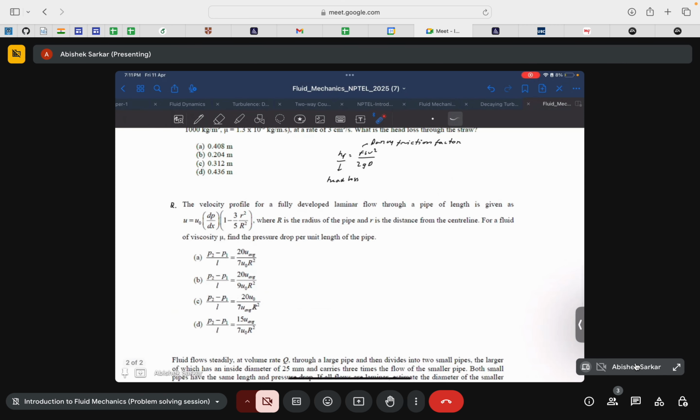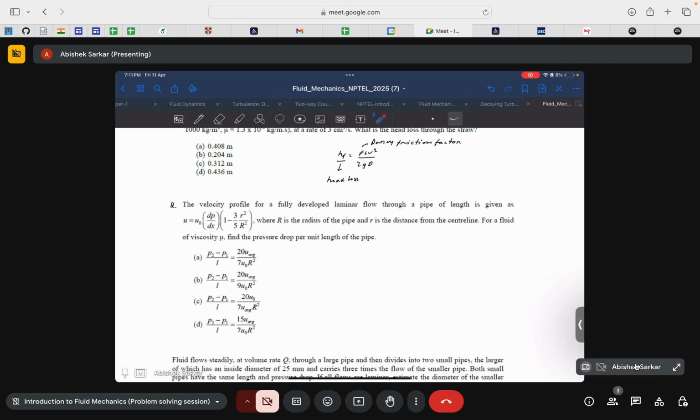Okay, so sorry for that. The velocity profile for a fully developed laminar flow through a pipe is given by this. This is the expression for the velocity profile, again a quadratic dependence on the radius, an r square dependence, where R is the radius of the pipe and r is the distance from the center line. For a fluid of viscosity mu, find the pressure drop per unit length of the pipe.